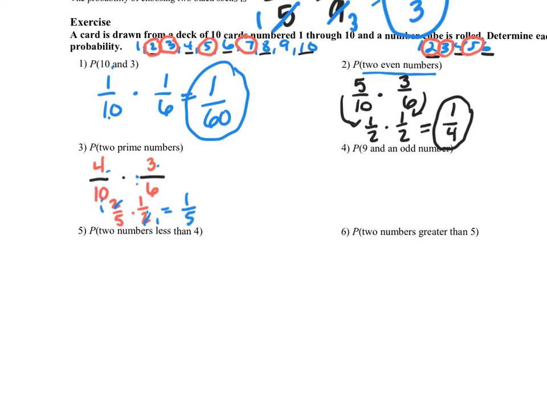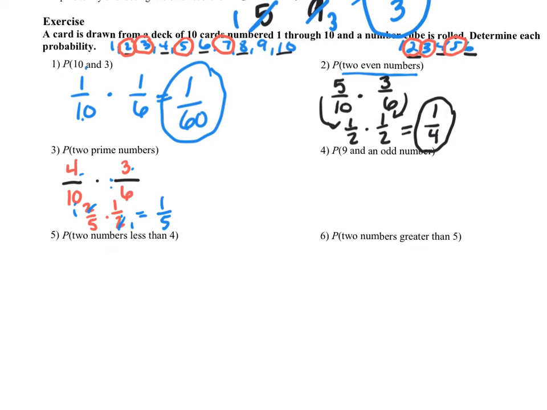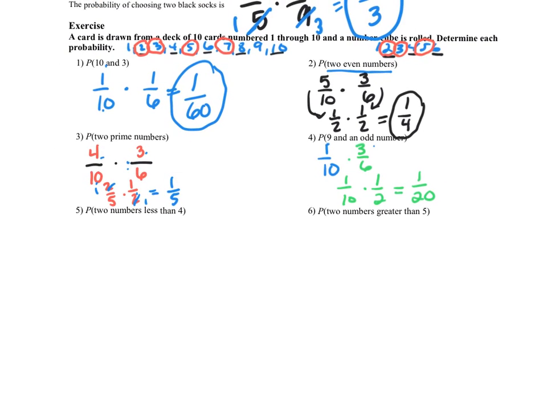Okay, let's look at number 4. The probability of a 9 and an odd number. So 9 is just going to be 1 out of 10. Okay, what about an odd number? What is that? 1, 3, and 5. So that's 3 out of 6, which reduces to 1/2, which is 1/20.